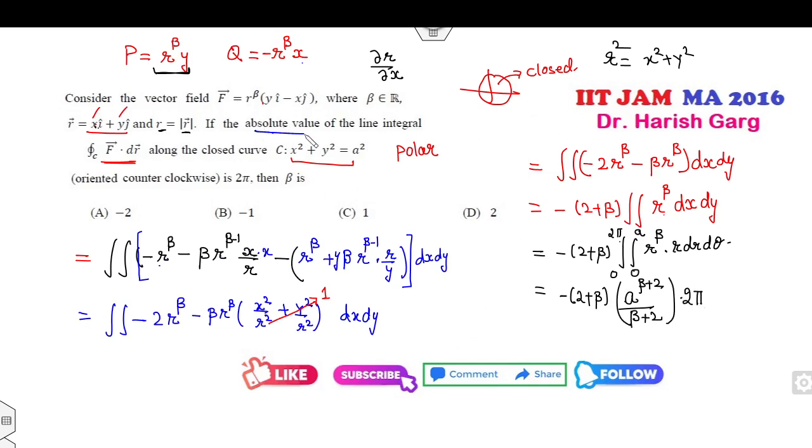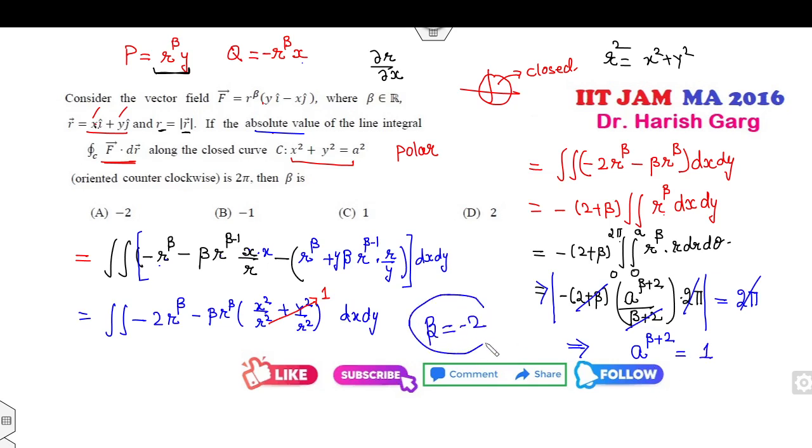Now what is given to you? If the absolute value of this is given to be 2 pi, this is given to you. So then what is the answer? This will be cancelled. Beta plus 1 will be cancelled. That will be a raised to power beta plus 2 is 1. That will happen only when beta will be minus 2. So the right answer of this problem is minus 2.